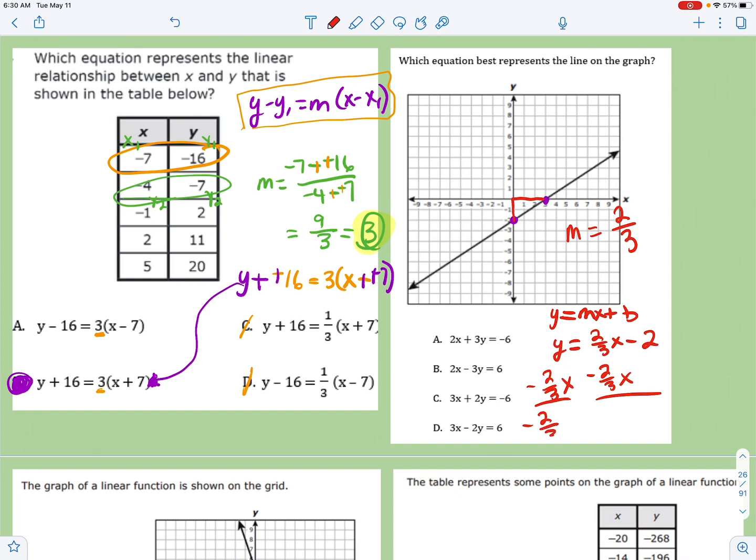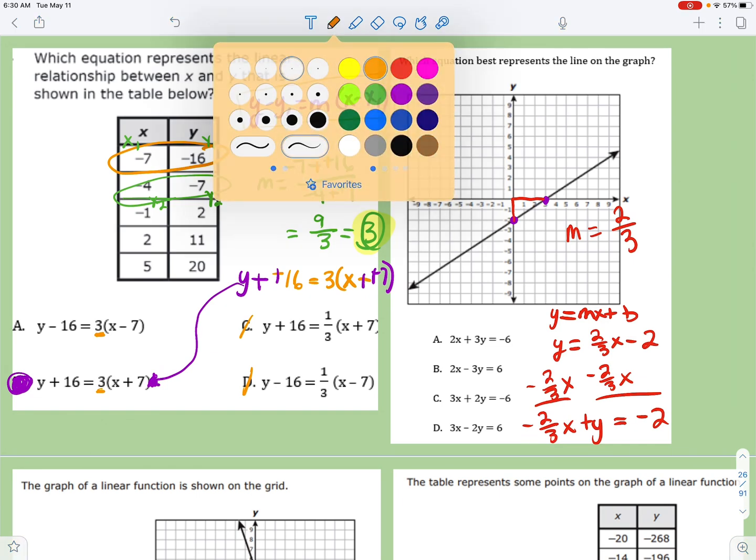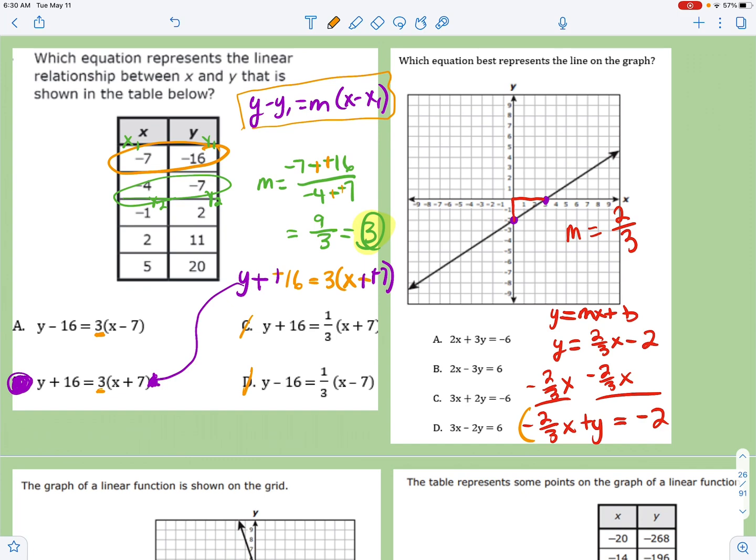And we have -2 over 3x plus y equals -2. But notice how in these answer choices, there is no fraction and there's no negative at the beginning. So we need to multiply by the denominator here and the negative. So -3. So we can get rid of those things. All right, and that's what we're going to do.